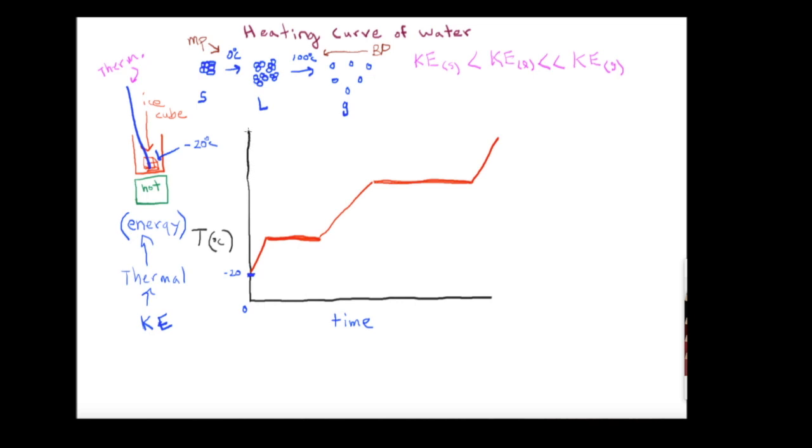And let me just extend this axis up a little bit. All right, now let's go ahead and define what parts of this curve belong to what. So in here we have the substance is a solid. Here the substance is a liquid. And here the substance is the gas.